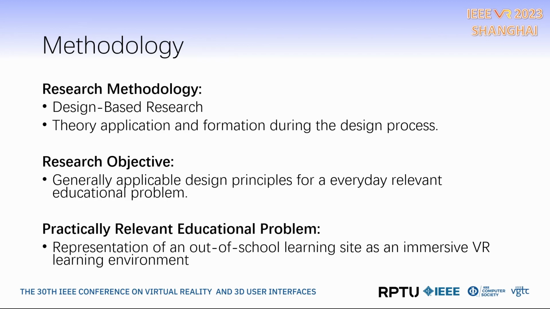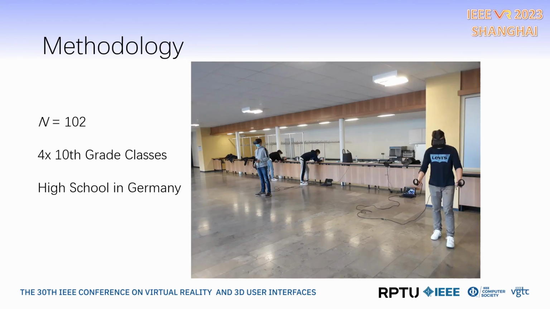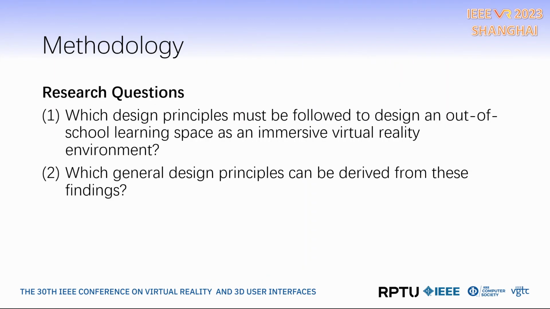The research objective is to generate design principles for everyday relevant educational problems, which in our case is the implementation of a VR learning environment. The study was conducted at a German high school with 4 10th grade classes and a total sample size of 102 students. The following research questions were formulated. Which design principles must be followed to design an out-of-school learning space as an immersive virtual reality environment? Which general design principles can be derived from these findings?